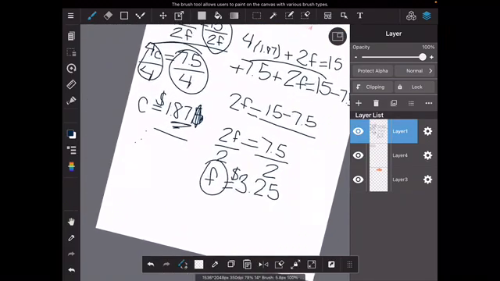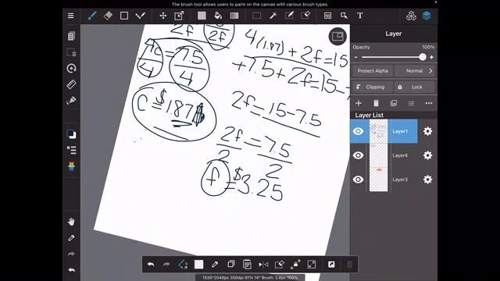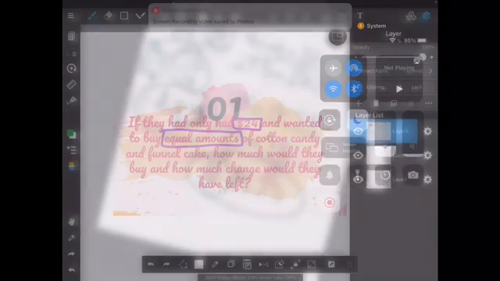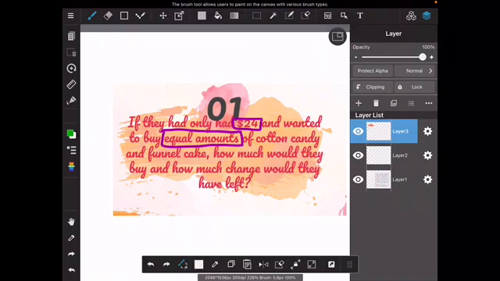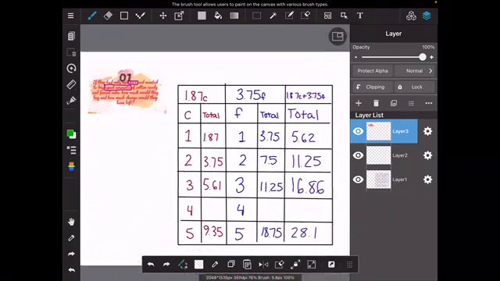Now we know that cotton candy is $1.87 and funnel cake is $3.25. Now that we know the prices, we need to see that for $24, how much cotton candy and funnel cake can they buy? But the thing is that they want equal amounts of cotton candy and funnel cake. So to help solve this, I created this chart.